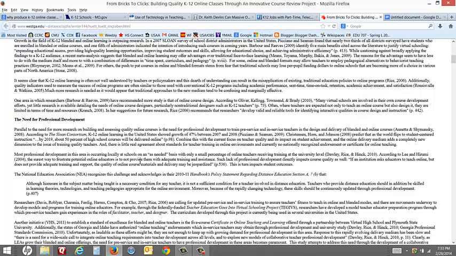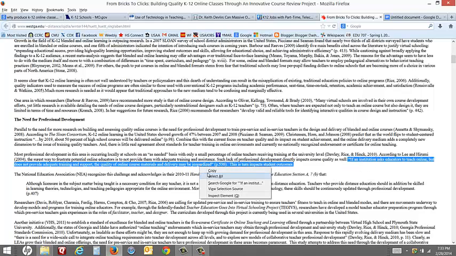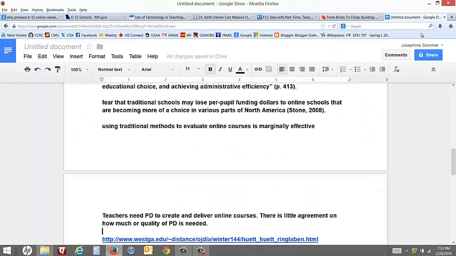Small percentages of teachers receive online teacher training at the university level. I say if an institution asks educators to teach online but does not provide adequate training and support, the quality of online, that's a good point to make.